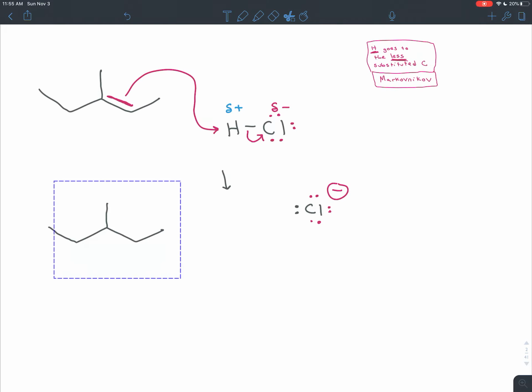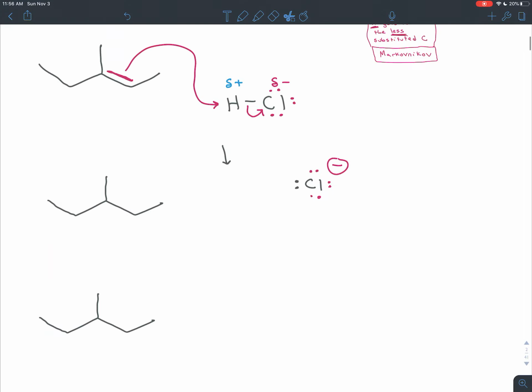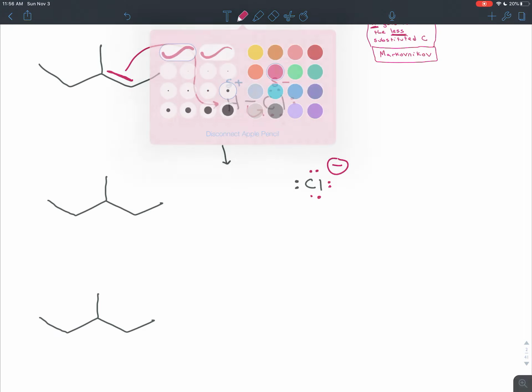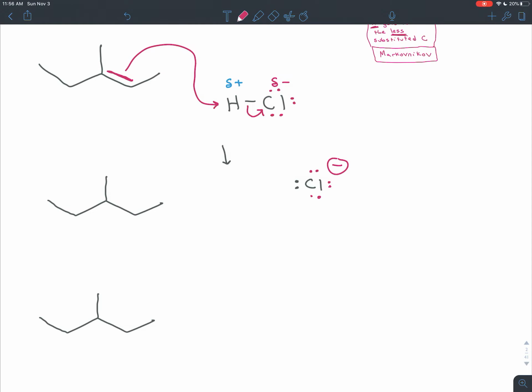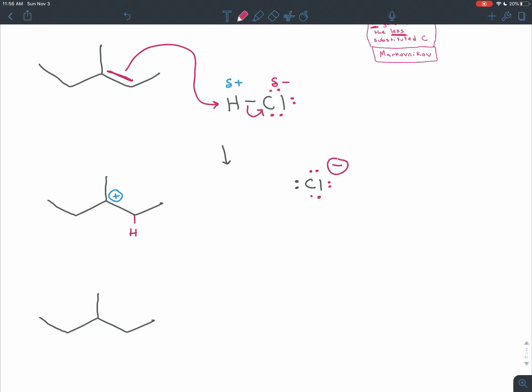If you think about the 2 possibilities, the hydrogen could either go to the carbon on the right, in which case the carbon on the left is missing those electrons now and has a positive charge, or the hydrogen could go on the left, in which case the carbon on the right is missing those pi electrons and would have a full positive charge.